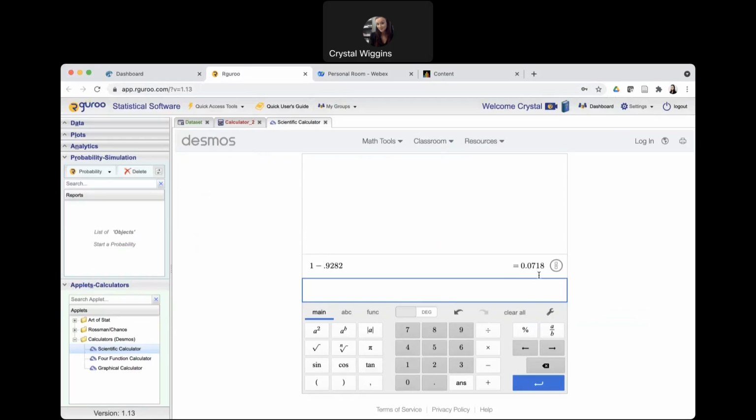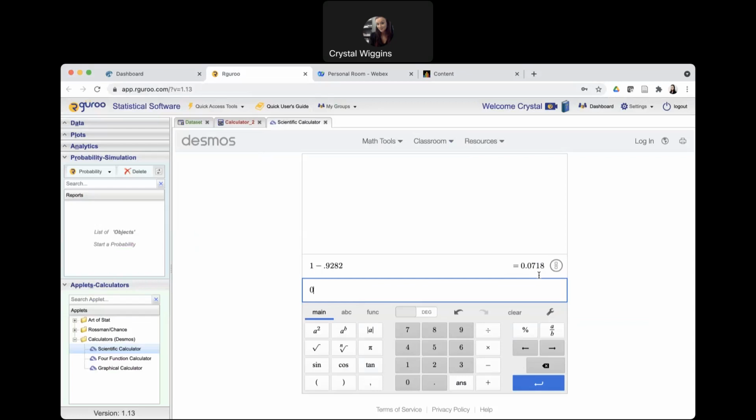Now, how do I know how much of that 0.0718 is in the left tail and exactly how much is in the right tail? Well, that comes from knowing that the curve is exactly symmetric, which means that exactly half of this remaining area is in the left and the other half is in the right.